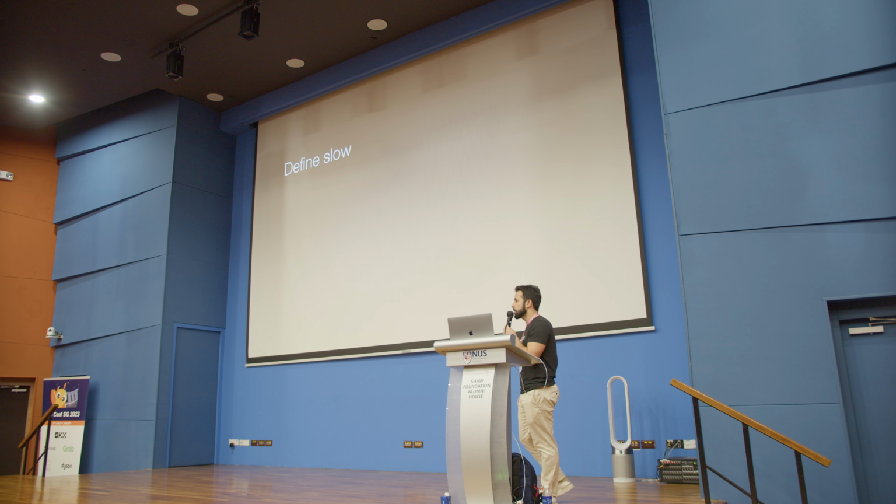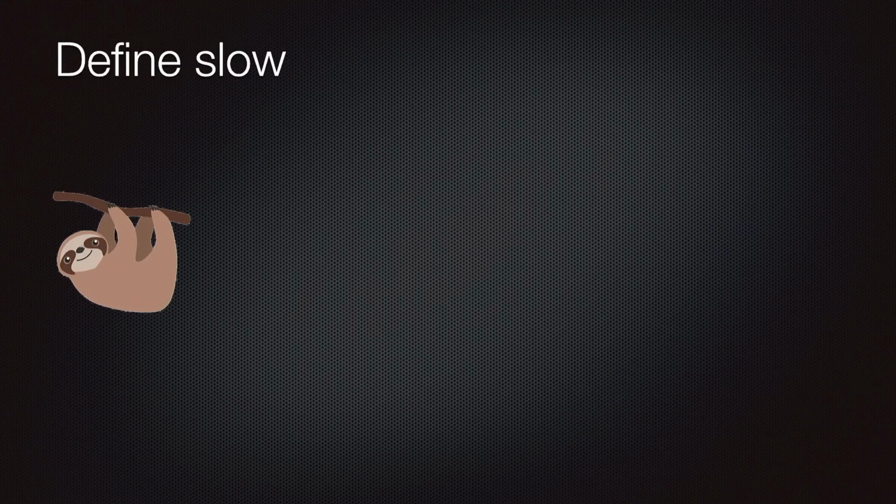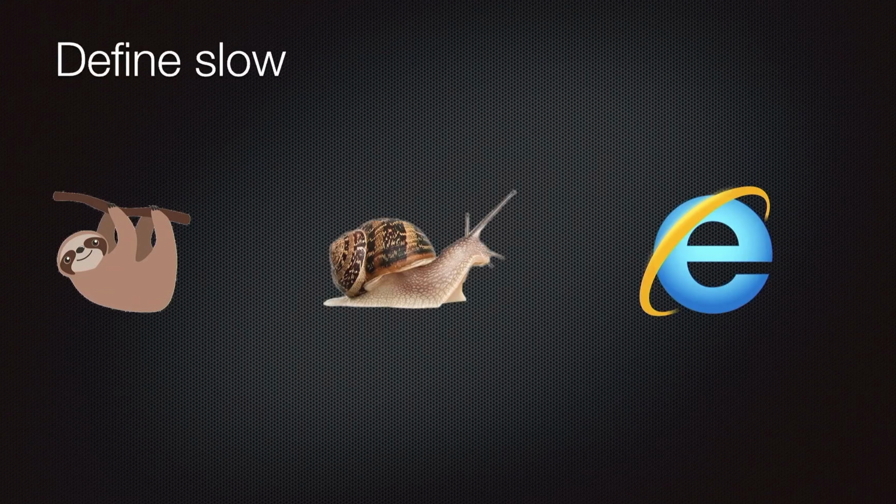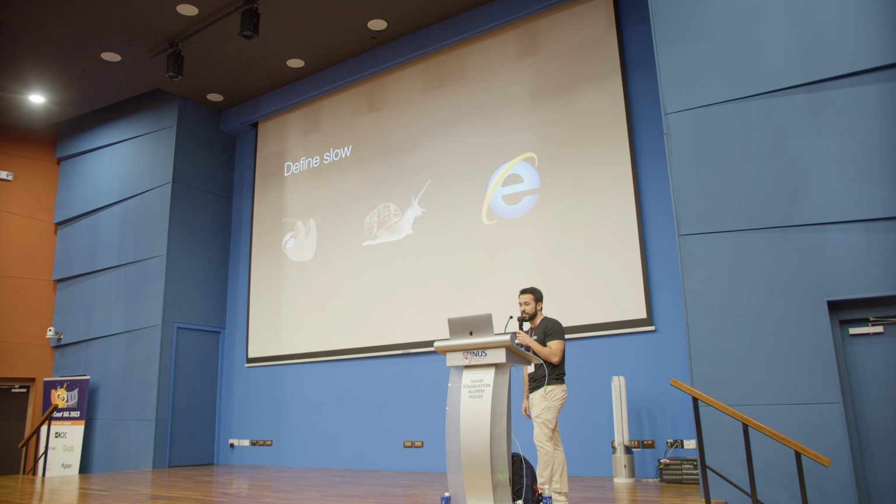So first, let's define slow. What are some things that you think about first when you think about slow? We have the sloth, which is, according to Google, the slowest animal on Earth. We have the snail, and we also have some browsers that are famously slow. However, in terms of mobile apps, when we talk about slow, we think about dropped frames.